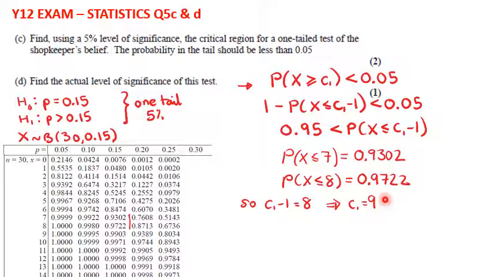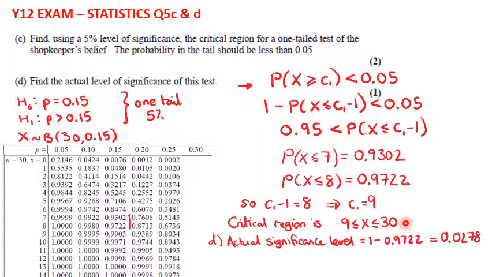How I answered the question, it asks me for the critical region, so just putting C1 equals 9 isn't really good enough. The critical region is for values between 9 and 30.